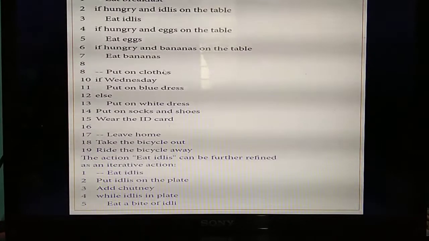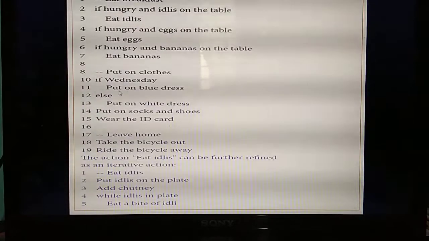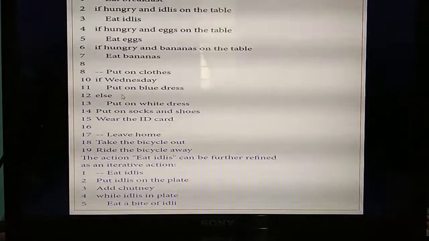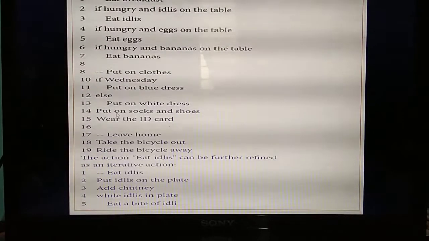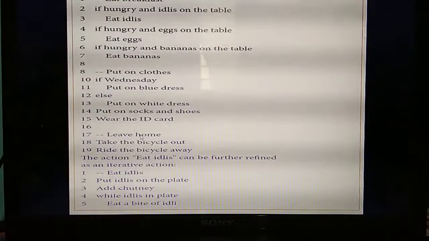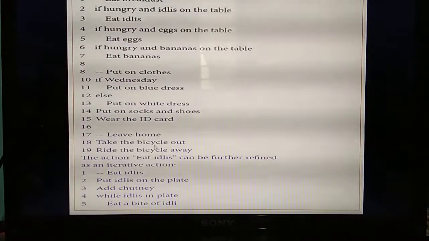Next, put on clothes. If Wednesday, which dress? Blue dress. Else, if not Wednesday, he needs to put on the white dress. Okay, here there are two conditions in put on clothes. Wednesday means blue dress, otherwise white dress. Next, what task? He or she needs to put on the socks and shoes and wear the ID card. So the second task, put on clothes, is over. Next, leave home. So what are the steps? To leave home, he or she needs to take the bicycle out and ride the way, otherwise he needs to go.